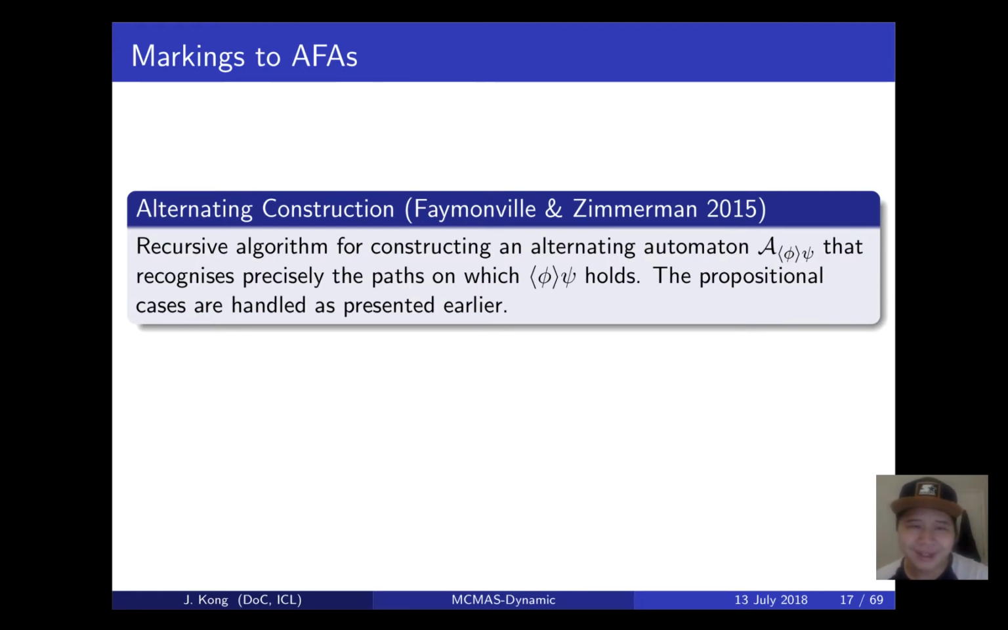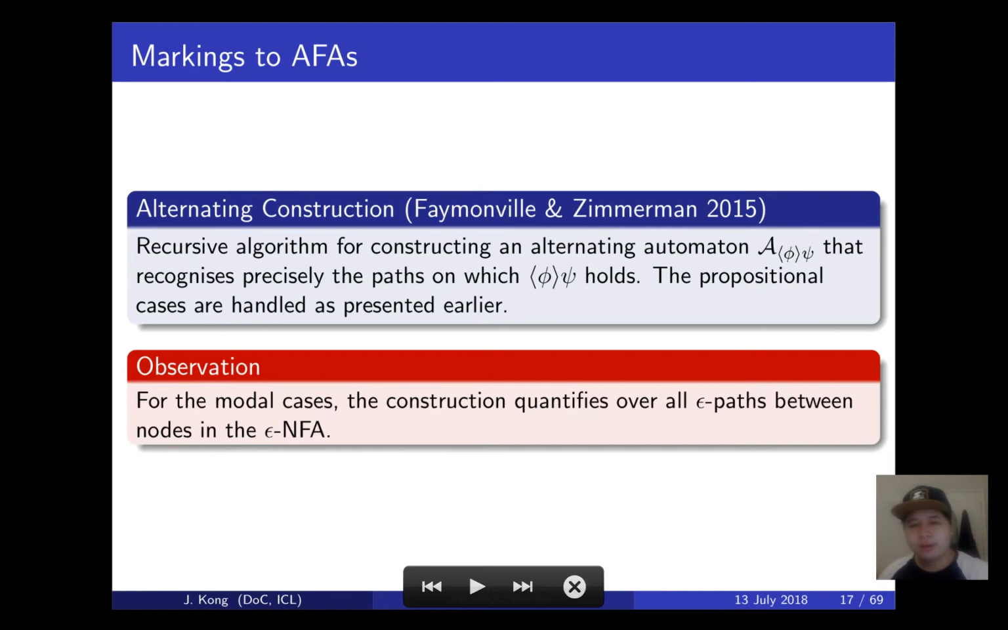So they present an alternating construction, which is a recursive algorithm for constructing an alternating automaton for a given LDL modality, so either the diamond or the box, which recognizes precisely the paths on which said modality holds. So the propositional cases are handled as presented earlier when I was introducing alternating automata. So the construction has one limitation, that being that for the modal cases, it quantifies over all possible epsilon paths between nodes in the epsilon NFA.